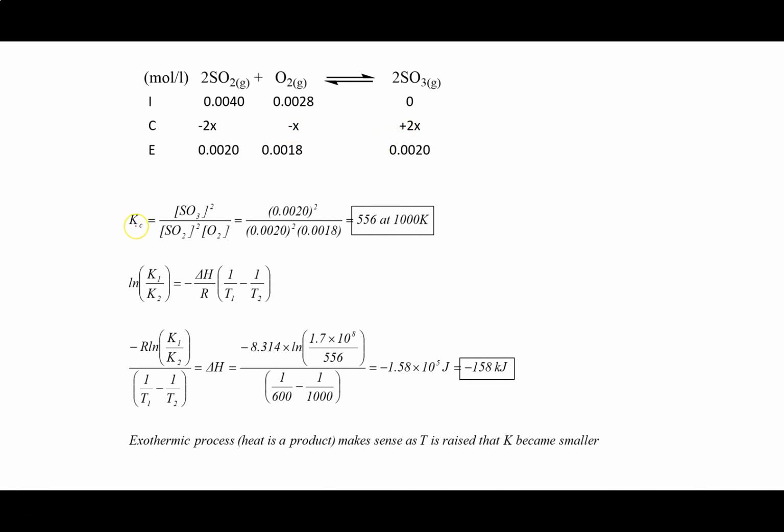And so now I can go ahead and calculate Kc at my higher temperature at that 1000 degrees. So products over reactants, but I've got to square the SO3 and I've got to square the SO2. So put my equilibrium values in and I get an equilibrium constant 556. So at the higher temperature, at T2, K2 was a lot lower. Okay, so we want to be thinking about that. Raising the temperature caused it to move to the left. So I'm thinking that this guy makes heat. Okay, so I got my second K.